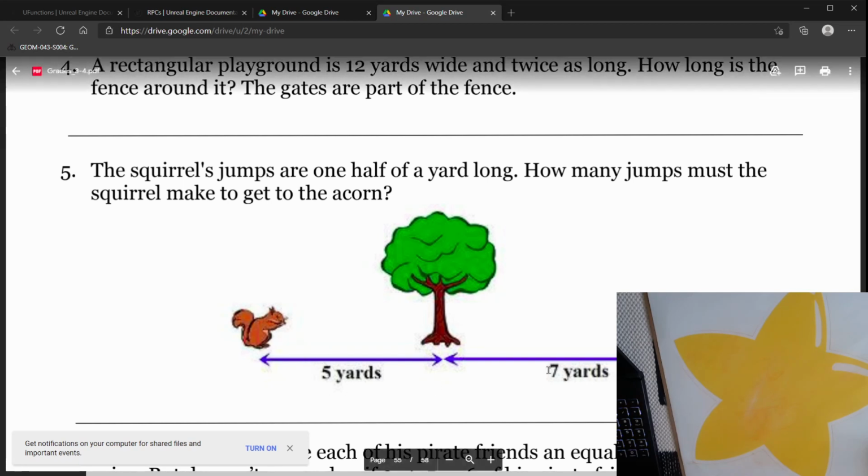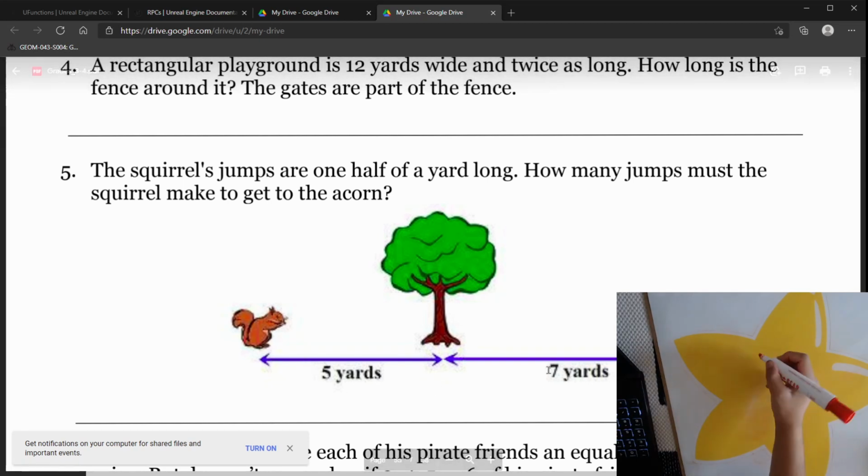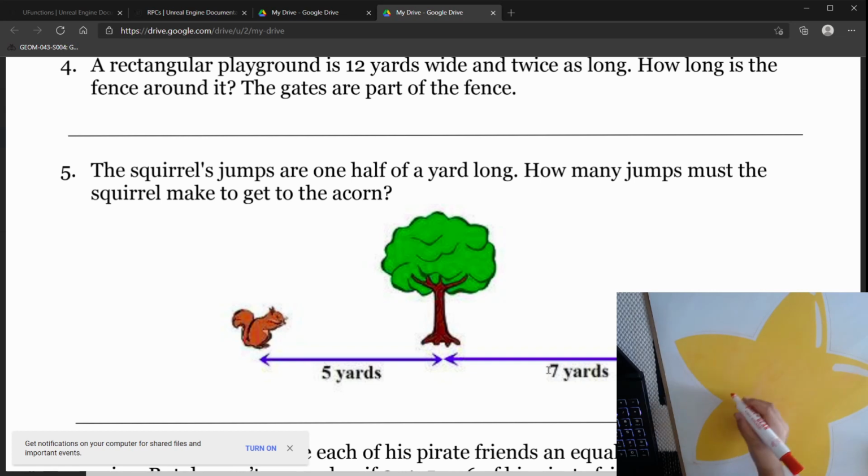Okay, so this has a 5 and this has a 7. So the total number of yards is 12 yards. And so if you do 12 times 1, it's 12, right? So if the squirrel could jump 1 yard long each time, then he would have done 12 jumps.